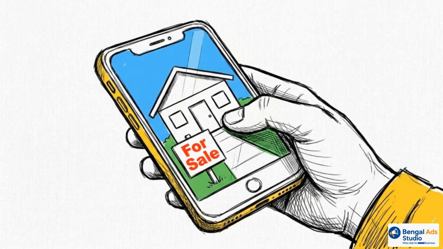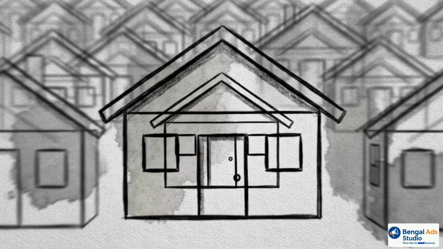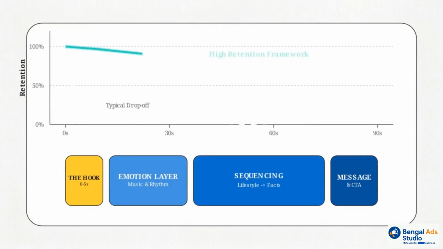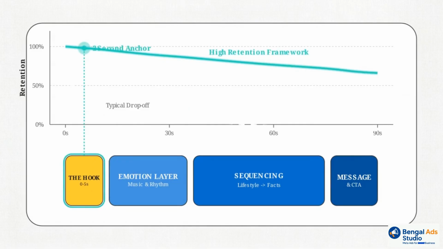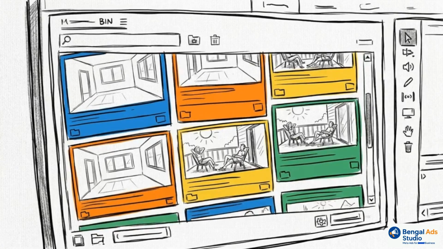Most real estate marketing is completely forgettable. It is an endless, blurry feed of identical house facades that audiences scroll past without a second thought. Over the next 6 minutes, we are going to build a 60 to 90-second promotional video using a specific structural framework designed to maximize viewer retention.